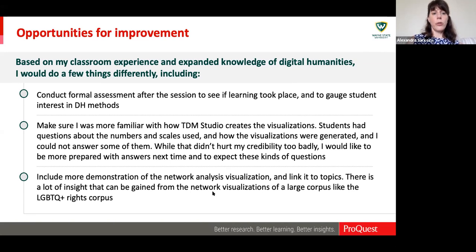I would have included more demonstration of the network analysis visualization and linked it to the topics. I think there's even more insight and visualization that can happen with advanced use of colors, by looking at individuals and organizations and geographic locations to expand the story out.